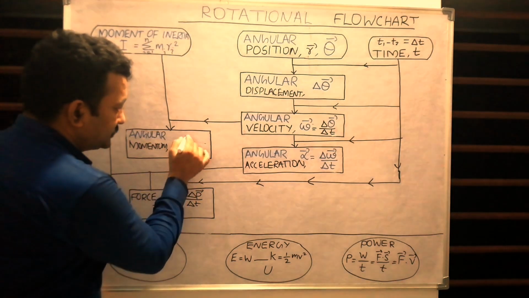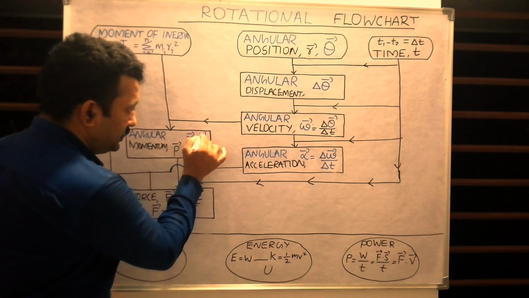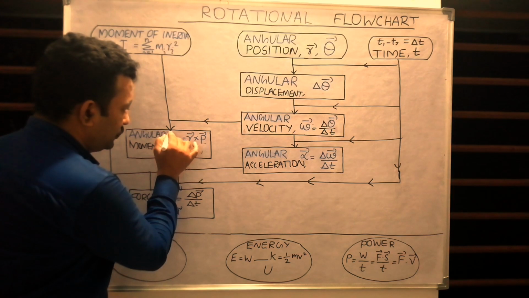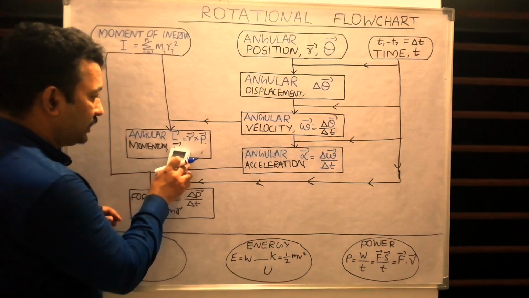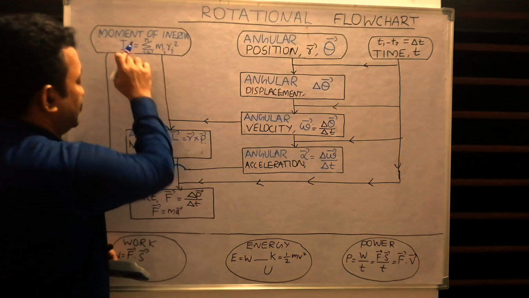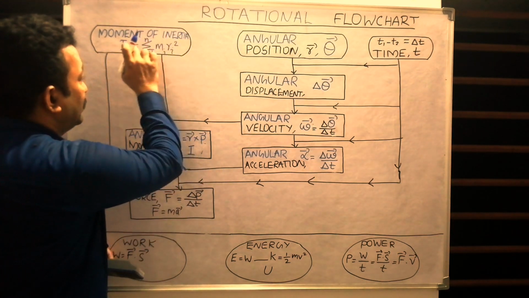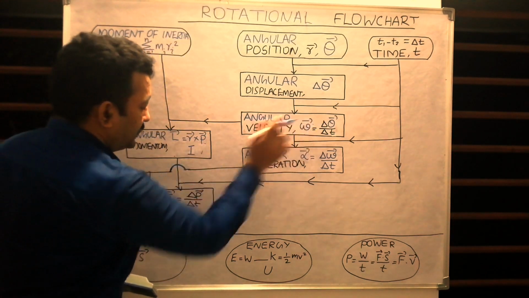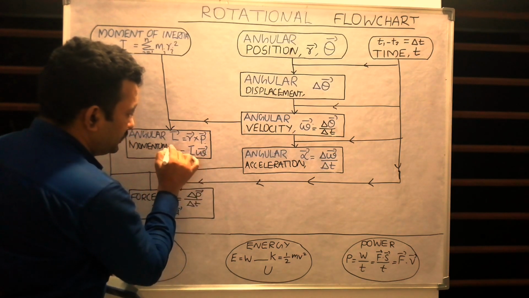What does moment mean? Moment is a cross product. So r cross p will give you the angular momentum represented by L, and that also can be written in the same form as mass into velocity. Instead of mass, it is I, and instead of velocity, it is angular velocity. So that can also be written in this form.